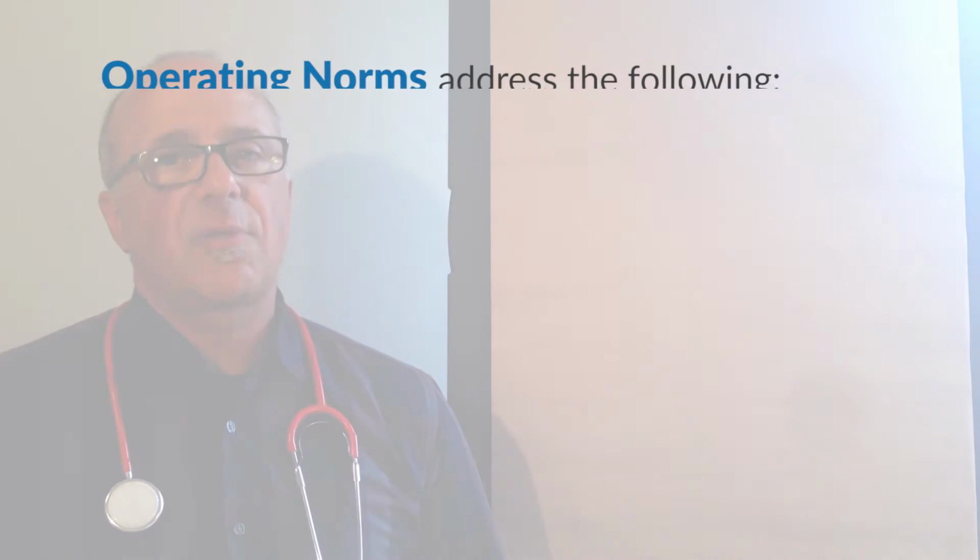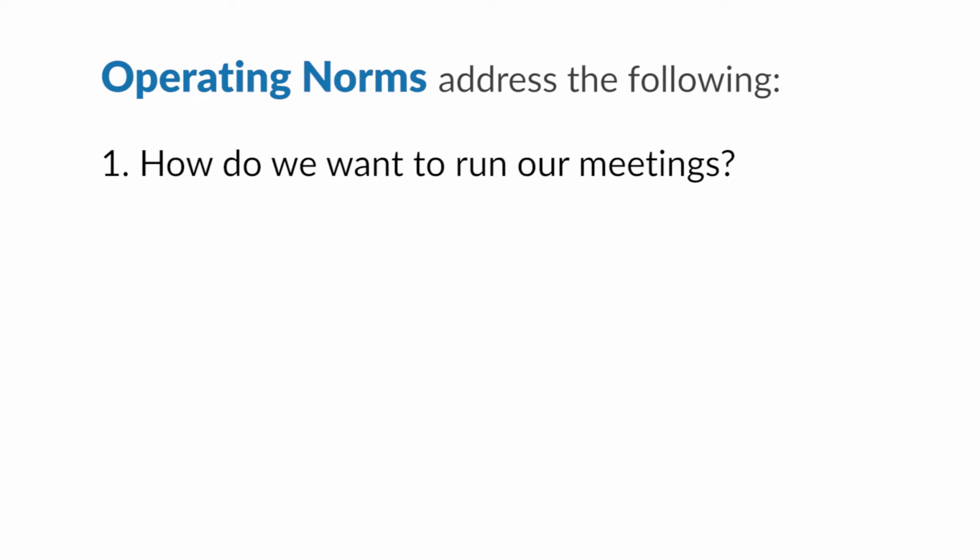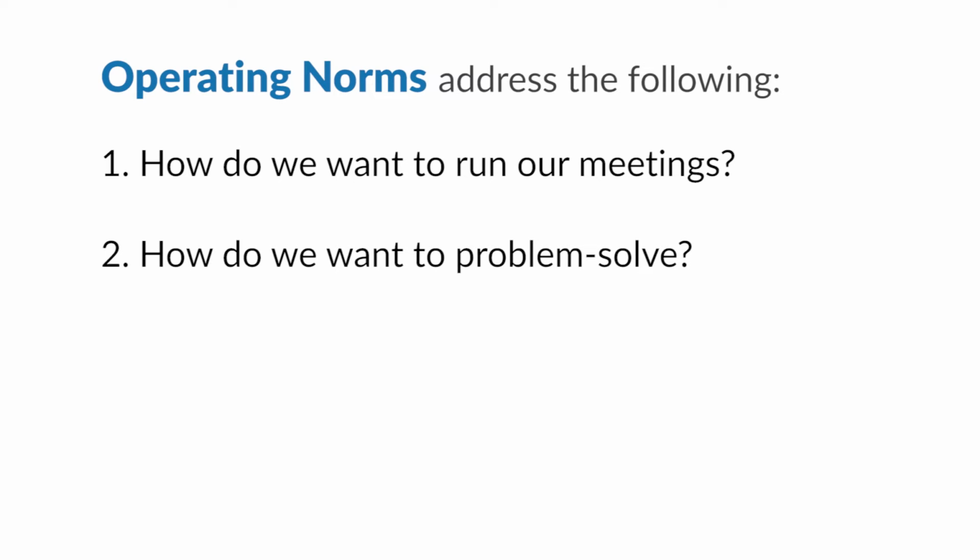When we're talking about norms, we're speaking about two different classes of norms. Let's start with operating norms. Operating norms address the following questions. One, when in meetings, how do we want to run our meetings? How often? How long? And under what circumstances would we want one of our members to facilitate discussions? Two, how do we want to problem solve? How do we want to move from problem identification to problem resolution? What are the steps that we want to take?